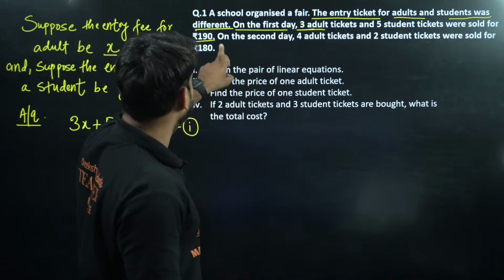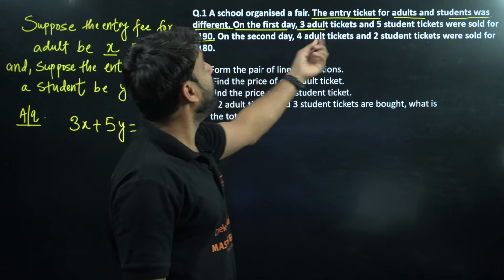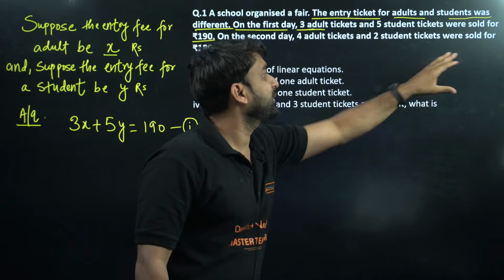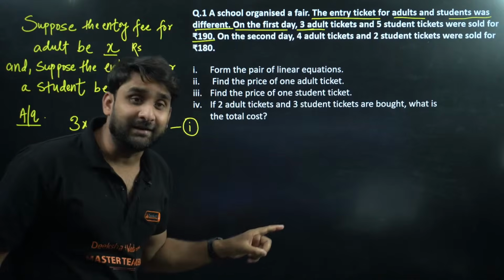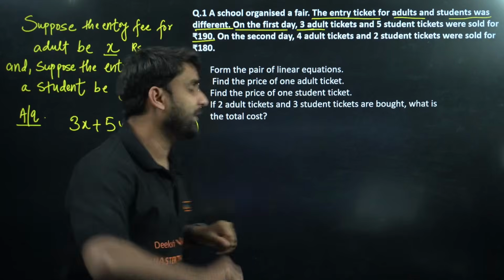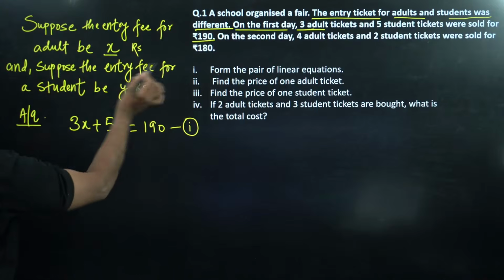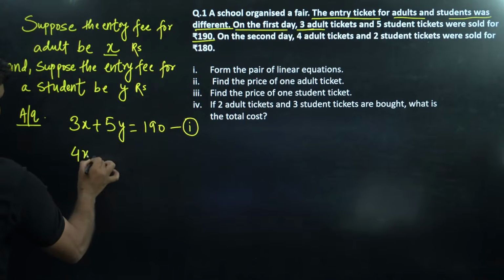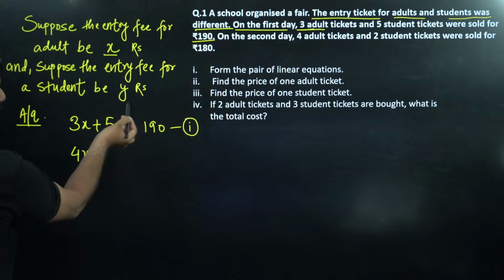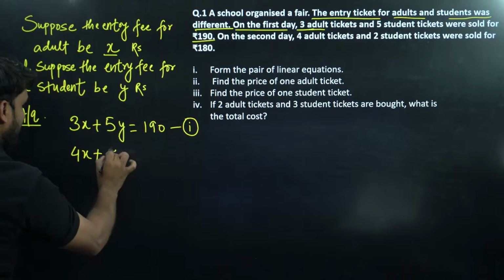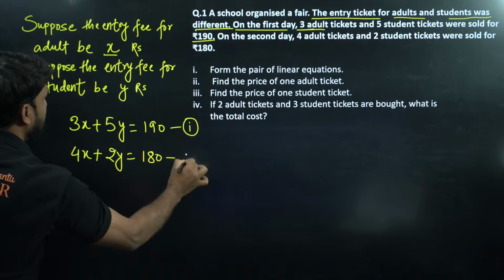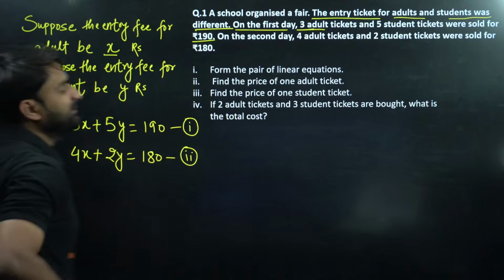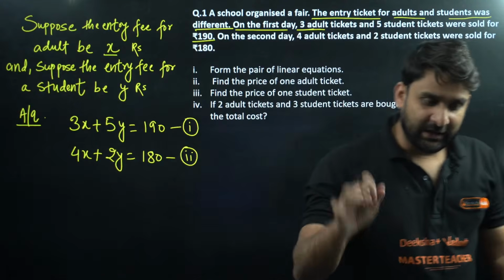Now moving to the second. On the second day, 4 adult tickets and 2 student tickets were sold for 180 rupees. How many adults are taking entry? 4 adults. And how many students are there? 2 students. So what will be the second equation? 4 adults, so 4X. And 2 students, and 1 student pays rupees Y, so 2Y, which is equal to 180. So the second equation is 4X plus 2Y is equal to 180. I hope everything is clear till here.